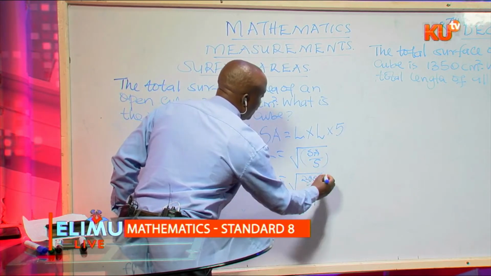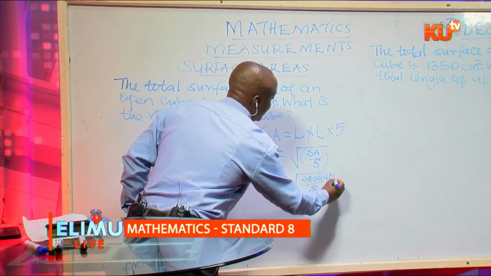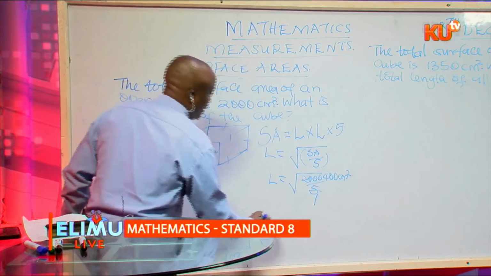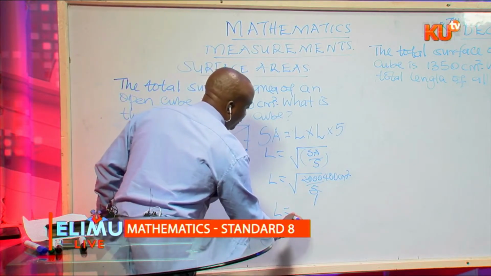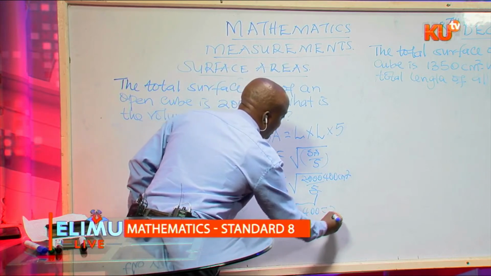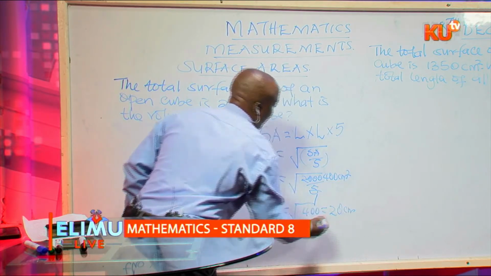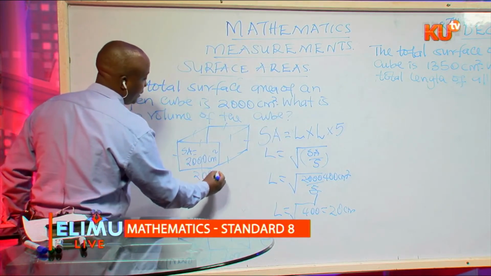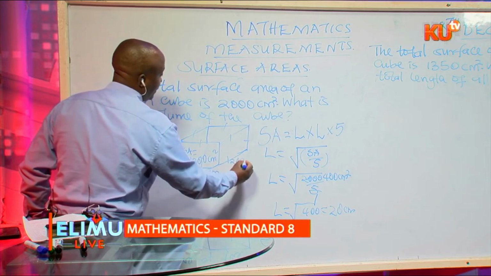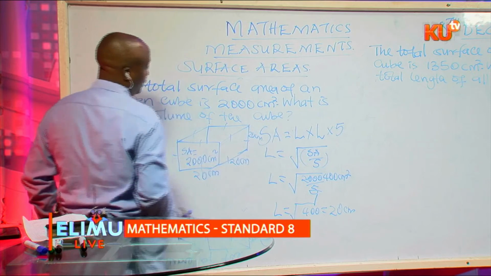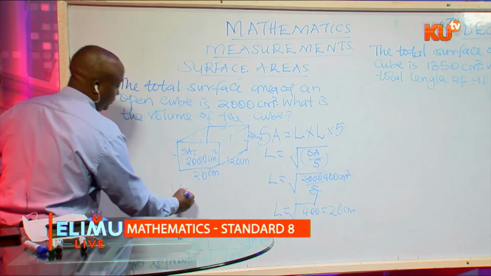So we divide, we get 400 centimeters squared. So that is the area of one face. So to find the length of one face, it will be the square root of 400, which is 20 centimeters. So the length of this cube is 20 centimeters. One side or one edge is 20 centimeters, so each of that.